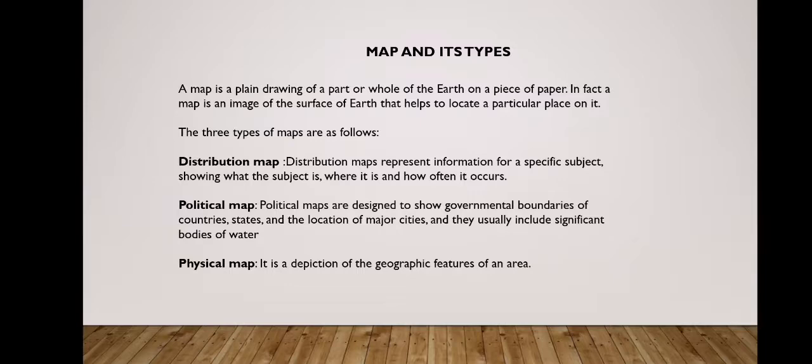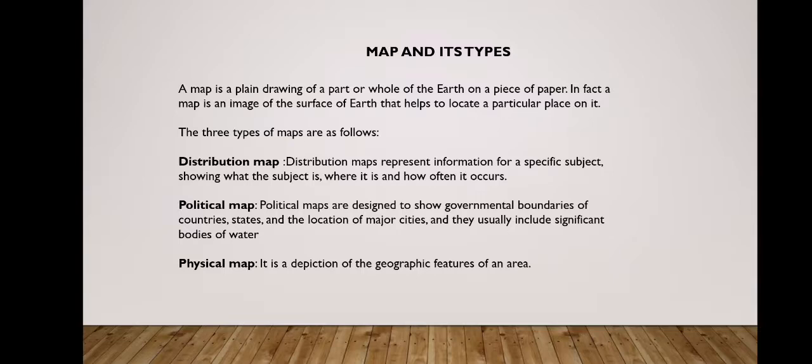Map and its types. A map is a plain drawing of a part or whole Earth on a piece of paper. In fact, a map is an image of the surface of Earth that helps to locate a particular place on it. Look at the images of three maps on the next page.